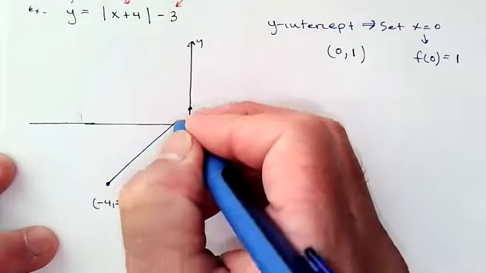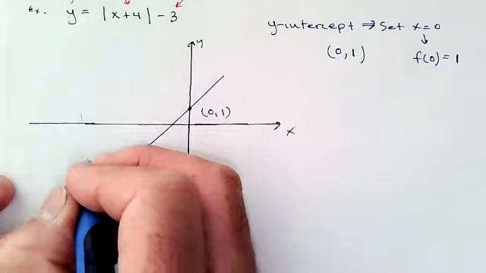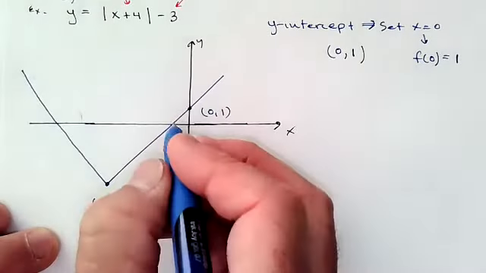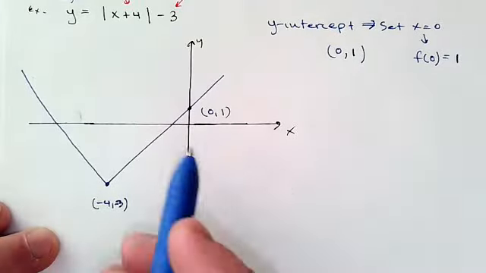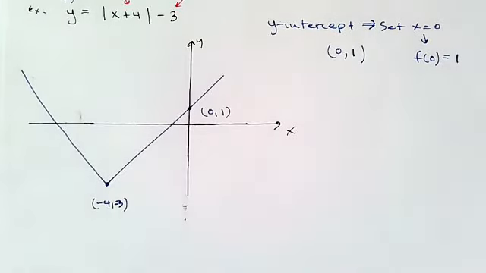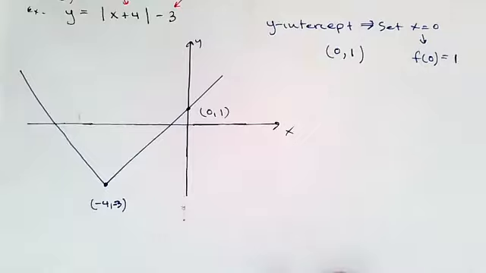My absolute value graph looks like this. We're going to do some other graphing problems in a minute where we actually go ahead and find the x-intercepts as well. So we'll do that again.